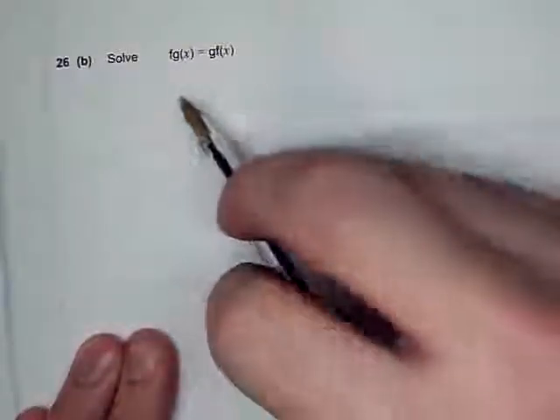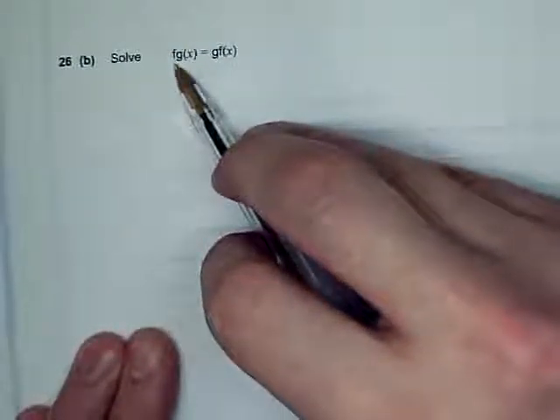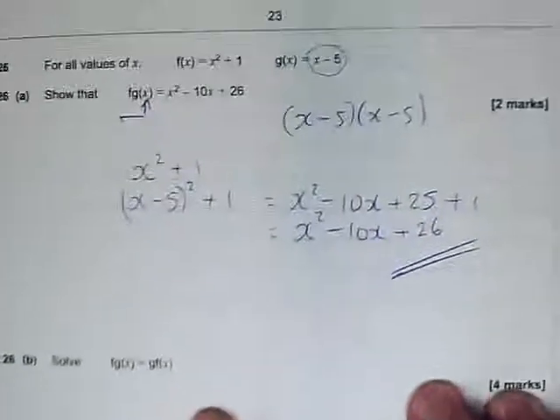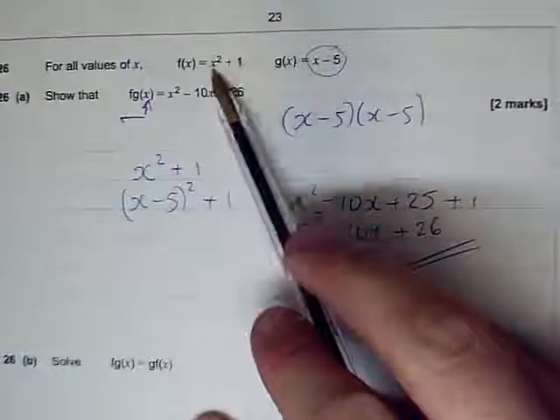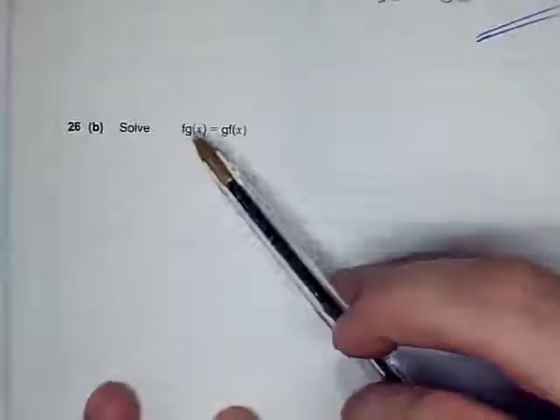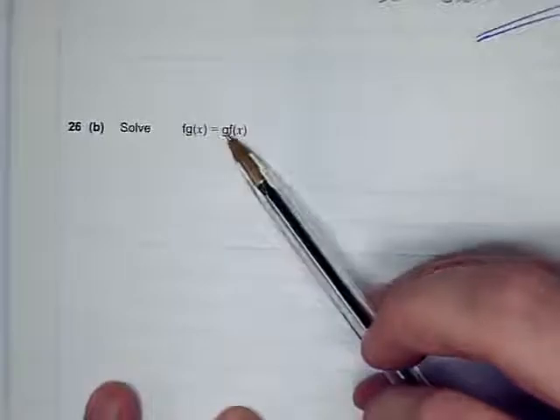Now in the second part of the question it says solve f of g of x equals g of f of x. And what you need to know about composite functions is that even though they're dealing with the same equations, so we've got x squared plus 1 and x minus 5, this order is very important. So these two things are not the same thing.